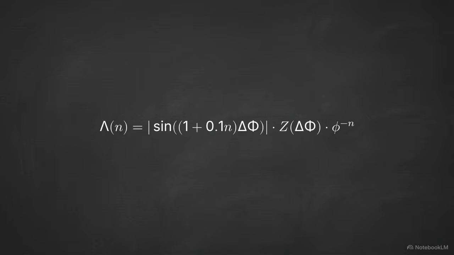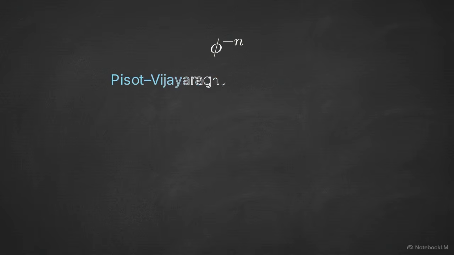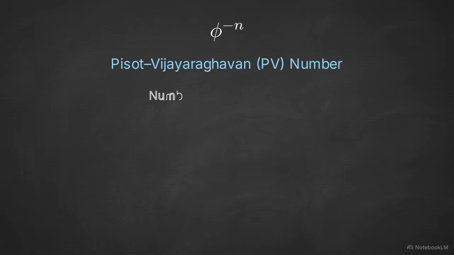But we have to address a lingering contradiction. Phi still explicitly appears as a variable inside the system's lambda n lock potential equation. The golden ratio is utilized not for its clustering properties, but because it belongs to a specific category of algebraic integers known as Pisot-Vijayaraghavan, or PV numbers.